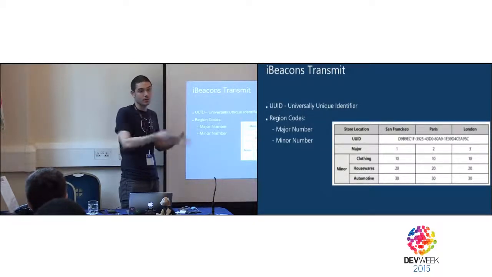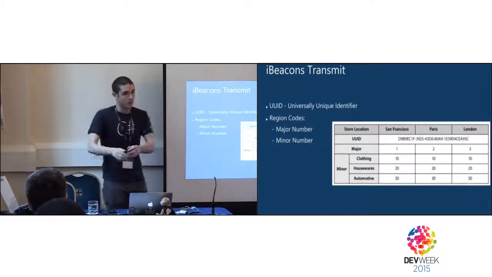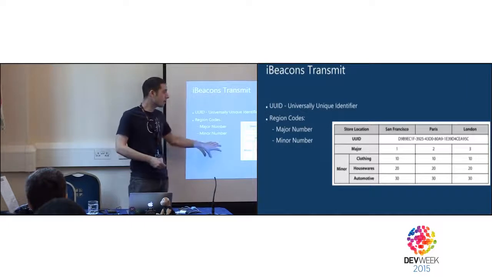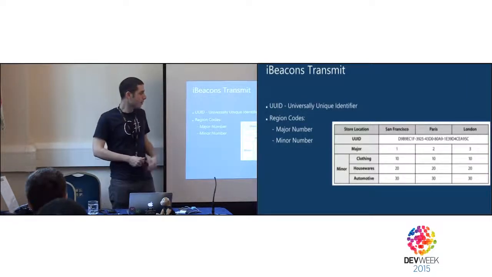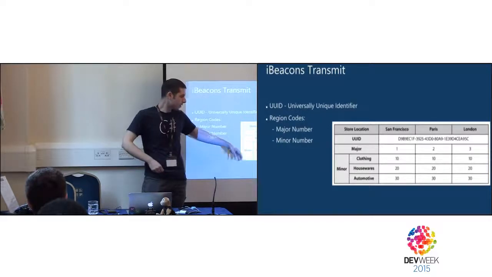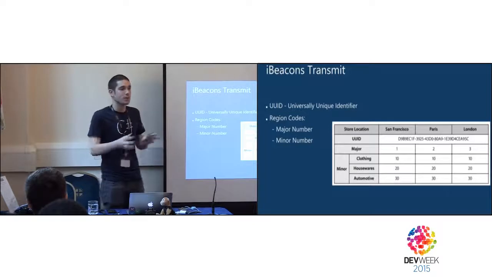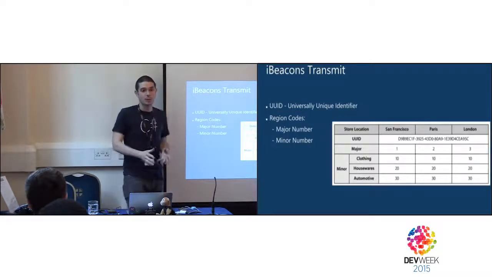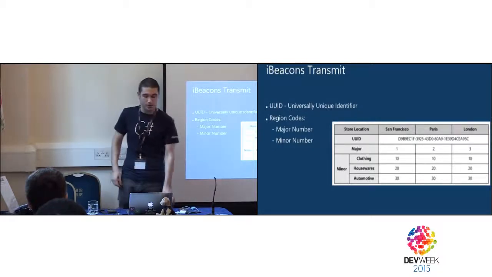So for instance, this might be DevWeek. And if they do another conference, it might be a different conference. Then the minor number is any other number that you assign to it. So these are all programmable. And then for instance here, it might be a clothing department, household wares, and automotives, kind of as a reference to what these numbers could mean. But they could mean anything to you. You can use the defaults out of the system, or you can reprogram all the different devices, which is really cool.